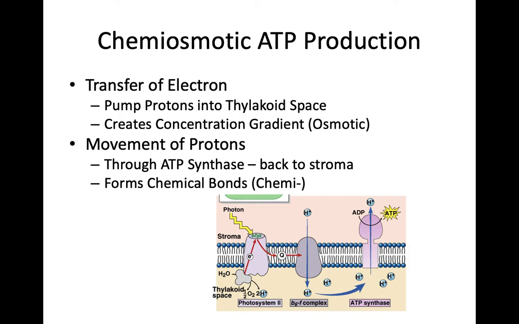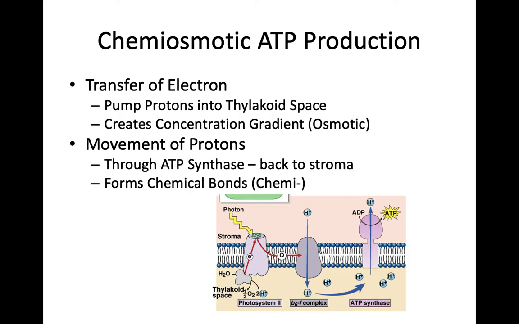This is really similar to what you've seen in the mitochondria with the electron transport chain, and in both cases, the gradient will be a proton gradient produced by the pumping of protons with the movement of the electrons between the photosystems. The protons are pumped into the thylakoid space, which means that there will be a higher concentration of hydrogen ions inside the space as compared to the hydrogen ion concentration in the stroma, which is where you get that osmosis part of chemiosmosis.